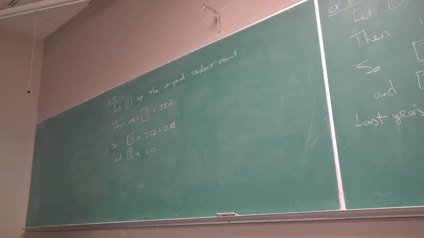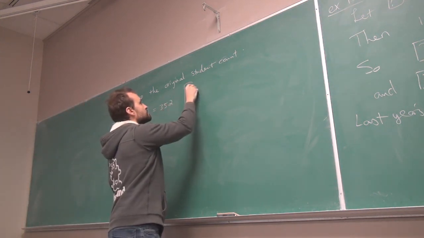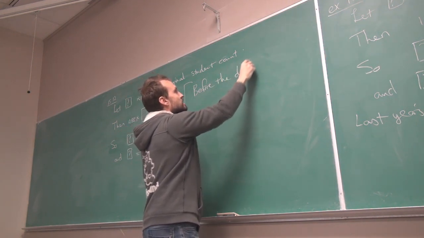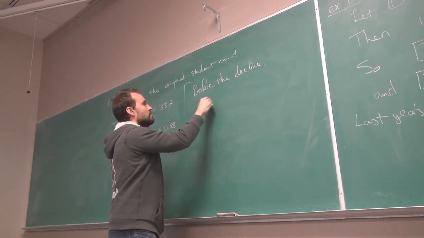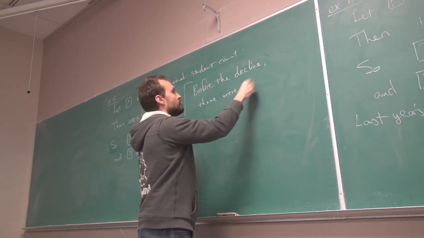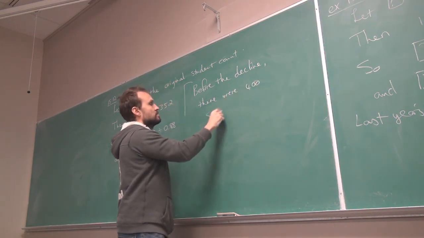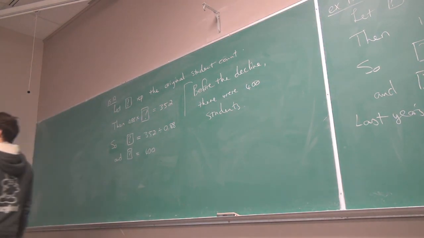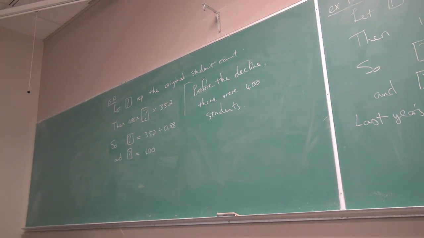And I check exactly what they're asking, so I can use those words in my concluding sentence. How many students does the school have before the decline? And I can say, before the decline, there were 400 students. Once you get the hang of it, it's there to make it easy. That is the purpose of this method.